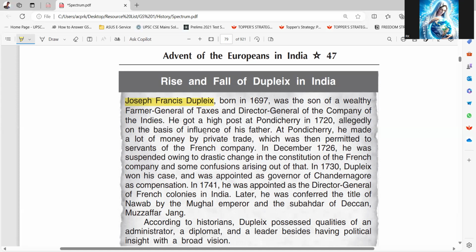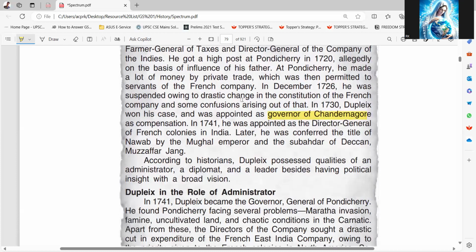At Pondicherry, he made a lot of money by private trade, which was then permitted to servants of the French company. In December 1726, he was suspended owing to a drastic change in the constitution of the French company and some confusions arising out of that. In 1730, Dupleix won his case and was appointed as the governor of Chandarnagore as compensation. In 1741, he was appointed as the Director General of French colonies in India. Later, he was conferred the title of Nawab by the Mughal Emperor and Subedar of Deccan Muzaffar Jung.